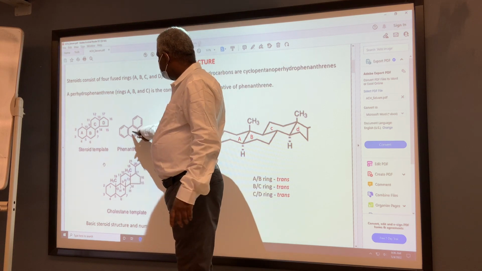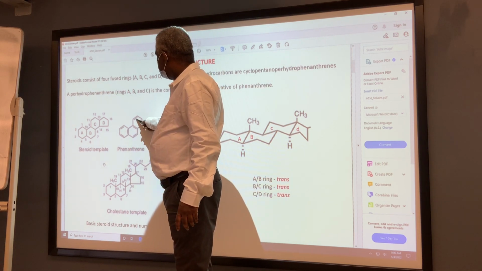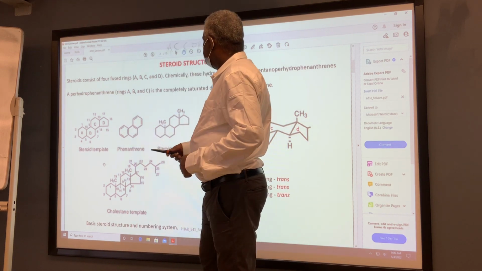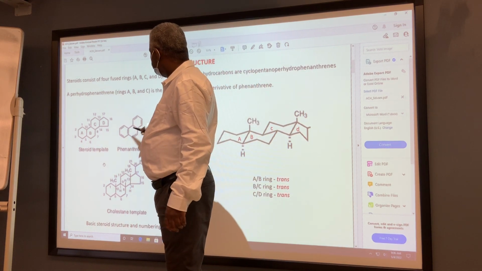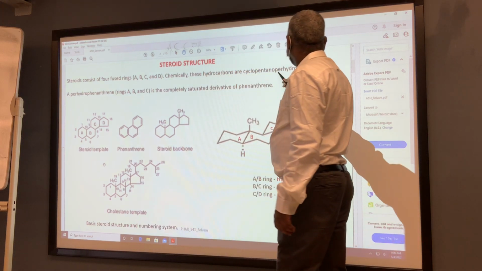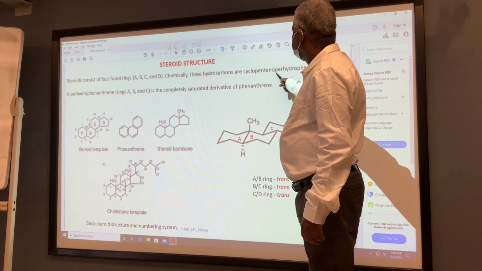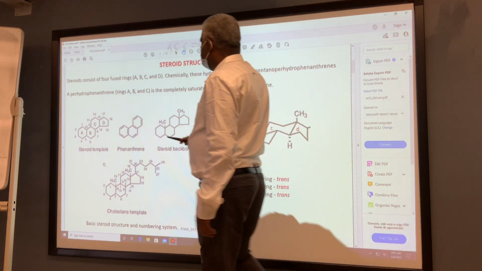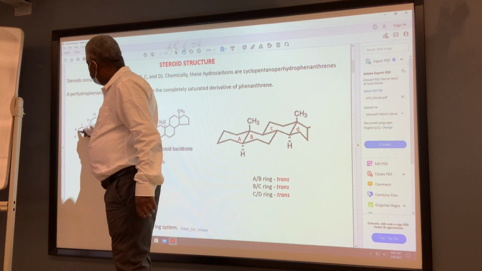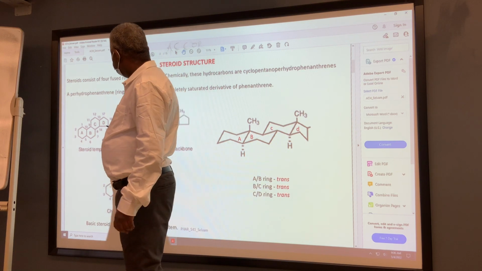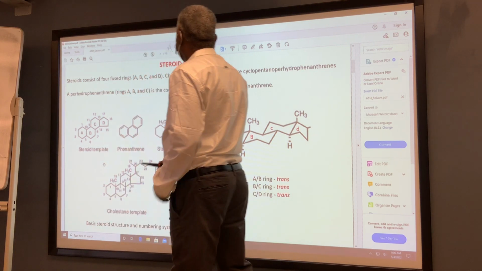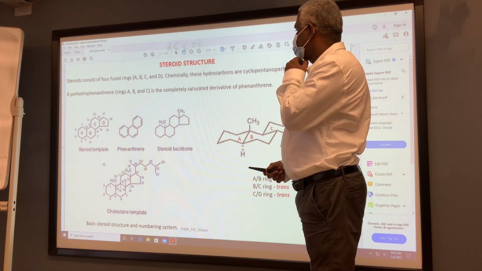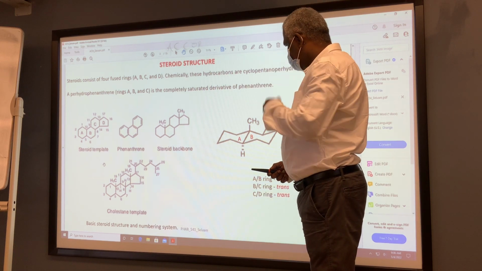So when you have 6-member rings, 2 straight, another one perpendicular, that's called a phenanthrene. When you saturate this phenanthrene, that is called perhydrophenanthrene. So perhydrophenanthrene is 3 benzene rings, saturated. So perhydrophenanthrene is ABC, attached with D. D is a cyclopentane. So cyclopentanoperhydrophenanthrene, that is a steroid nucleus.